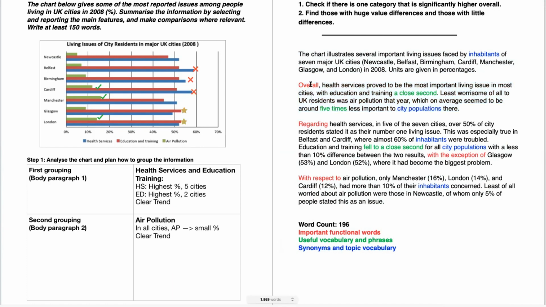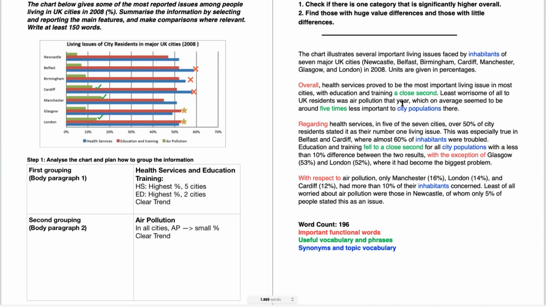It says overall, which is a great way to talk about an overview, health services proved to be the most important living issue in most cities, which is exactly what we said, with education and training a close second. This is a great way to say that something is not too far behind. And then we have least worrisome of all to UK residents was air pollution that year.